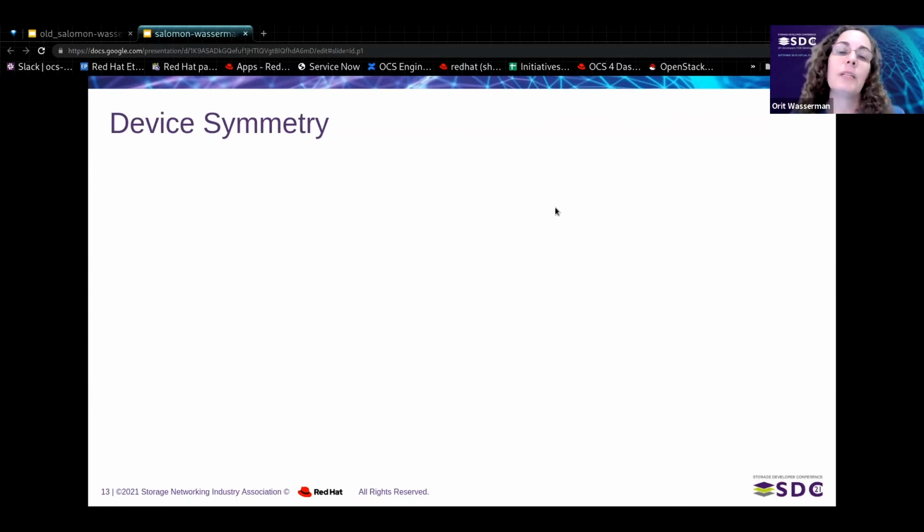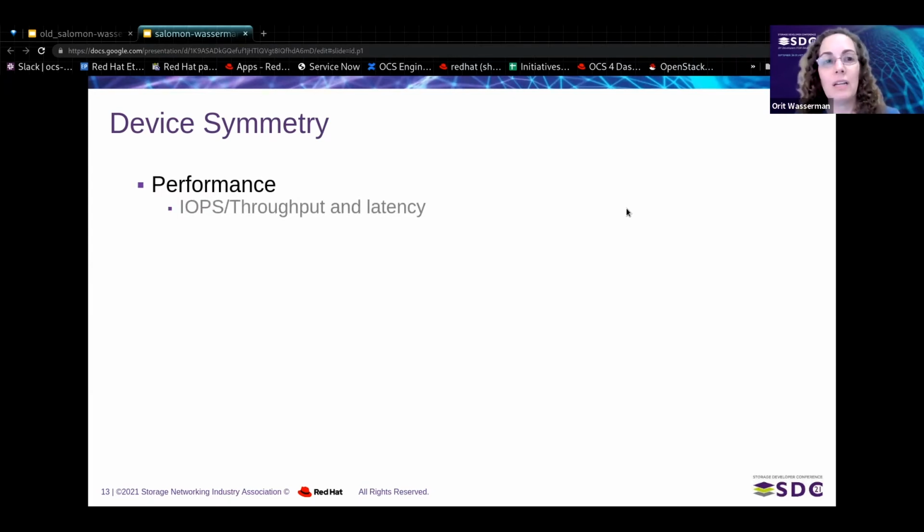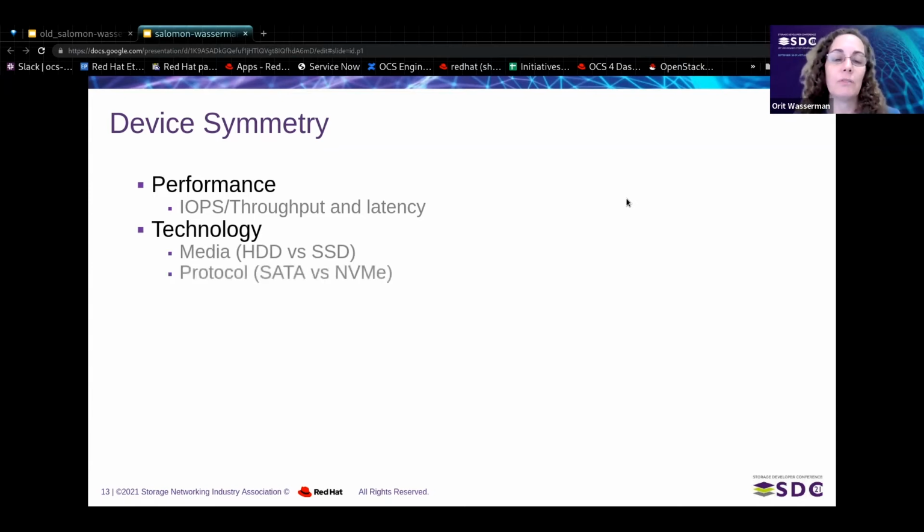What kind of symmetry aspects do we have for the storage devices? First of all, performance. Each device type has different IOPS, throughput, latency. Also, they change during the lifetime of the device and the load on it. Then we have different technology, media, hard drive, or SSDs or SMR. It could also be how we connect to the storage, SATA versus NVMe, SCSI, and so on.